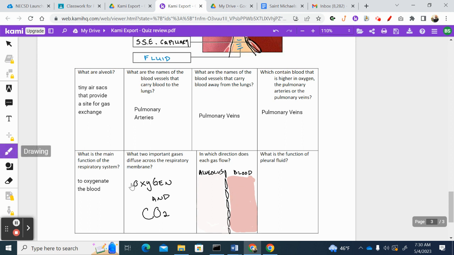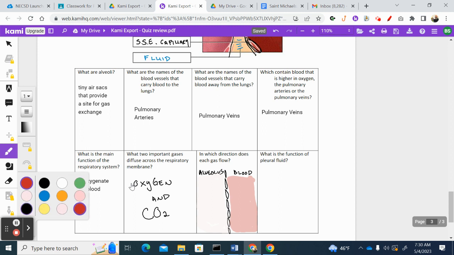If we breathe in air, oxygen is going to be in that air, right? So the oxygen, which is O2, is going to go from the alveolus, past these walls into the blood, and carbon dioxide that's already in the blood is going to go the other way, from the blood into the air sac. That way you can breathe it out.